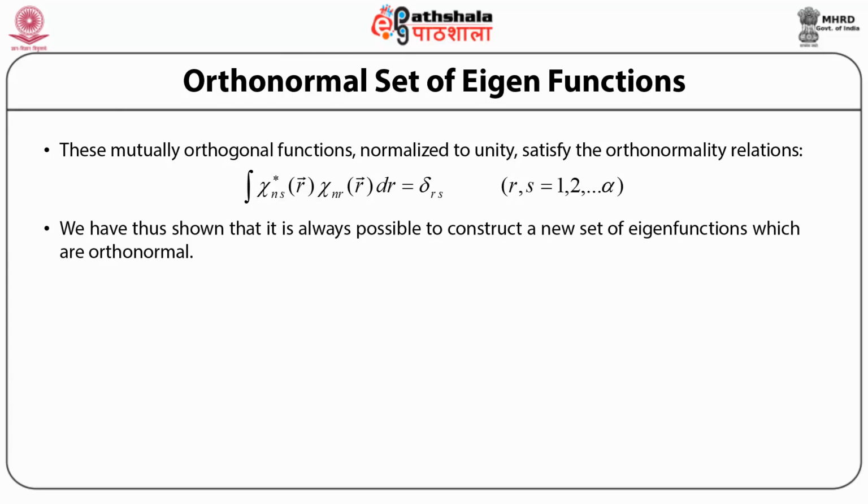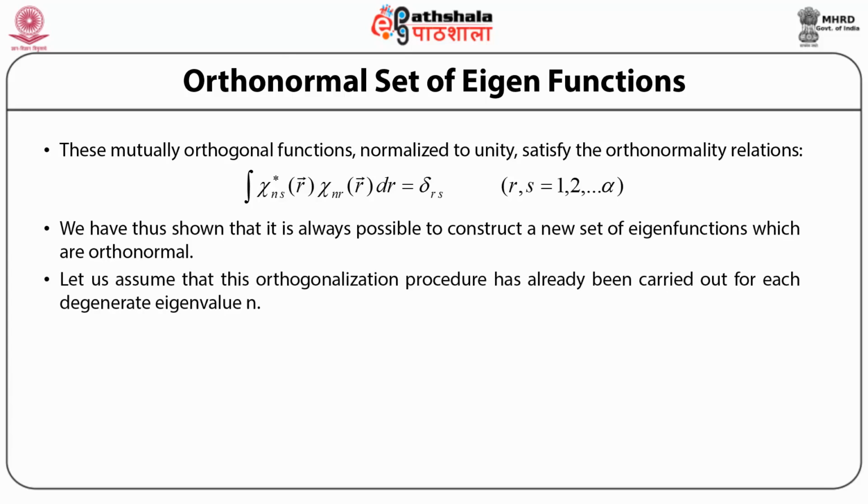We have thus shown that it is always possible to construct a new set of eigenfunctions which are orthonormal. Let us assume that this orthogonalization procedure has already been carried out for each degenerate eigenvalue n.